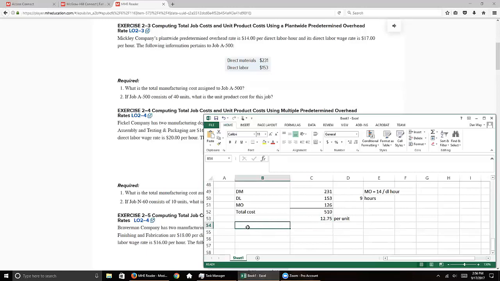Okay, any other questions here on job costing? No, just stay there for a second, though. Absolutely.